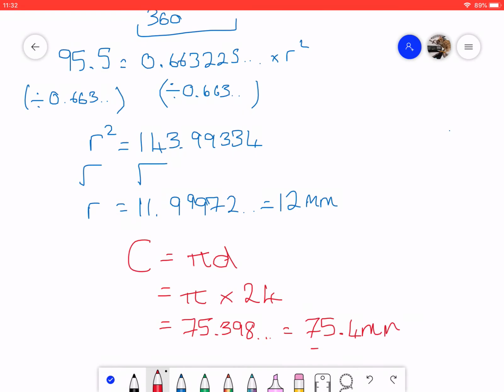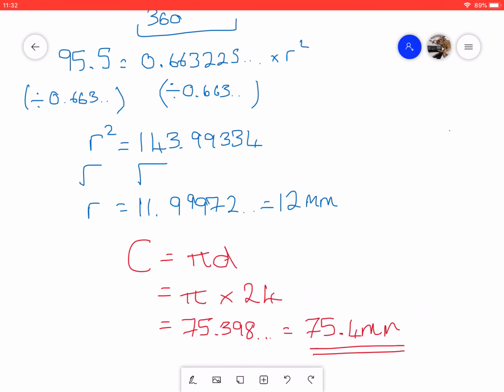There you go. 75 millimetres. Remember, circumference is just a distance, so we're using millimetres. We only use square units if you're dealing with area. So that's it for rearranging your formula to get the radius or diameter on its own.